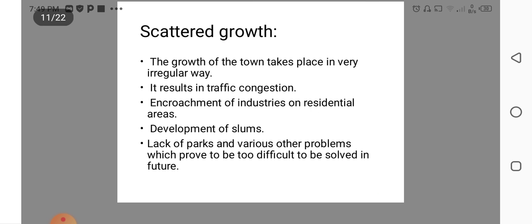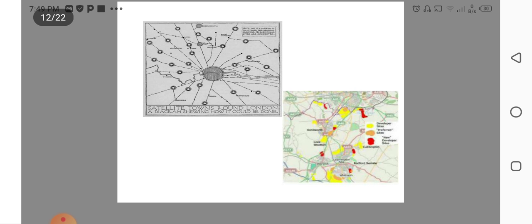Scattered growth. Growth of town takes place in a very irregular way. It results in traffic congestion, encroachment of industry on residential area, development of slums, lack of parking, and various other problems which prove to be difficult to solve in future. Here you can see the scattered form of growth of town. This creates all the major problems we have discussed.